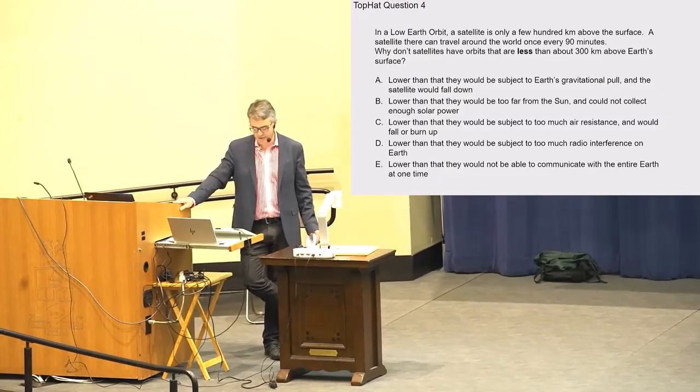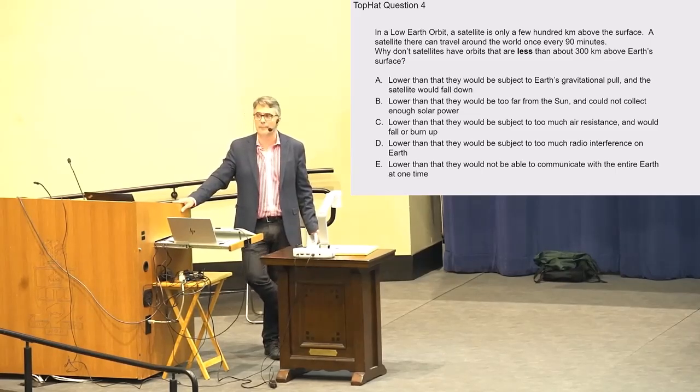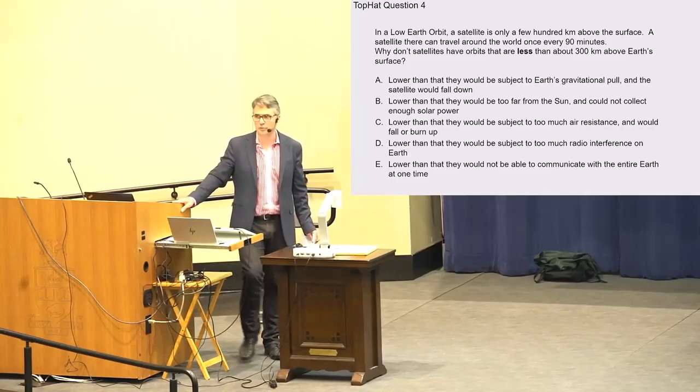Why that distance? A, lower than that, they would be subject to Earth's gravitational pull and the satellite would fall down. B, lower than that, they would be too far from the sun and could not collect enough solar power. C, lower than that, they would be subject to too much air resistance and would fall or burn up. D, lower than that, they would be subject to too much radio interference from Earth. Or E, lower than that, they would not be able to communicate with the entire Earth at one time. That's the main reason we launch these things up to around 300 kilometers or more.